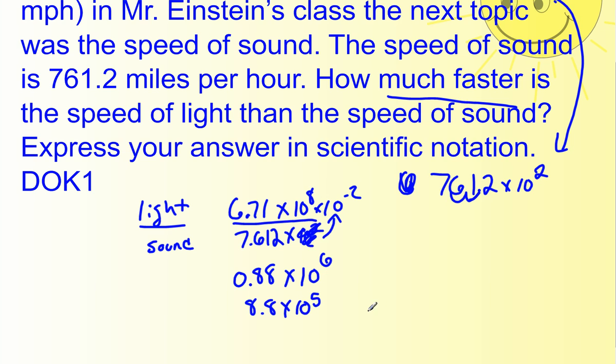Now, if that doesn't make much sense, if you don't like it, this is the answer, but a little extra. In standard form, that gives us 880,000. It's about 880,000 times faster than the speed of sound. Just so you're aware.